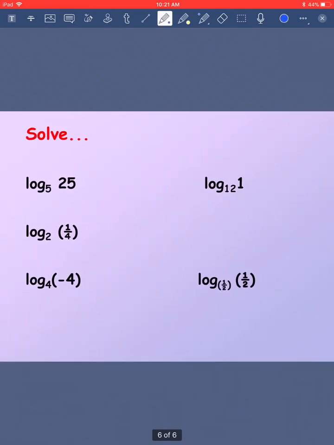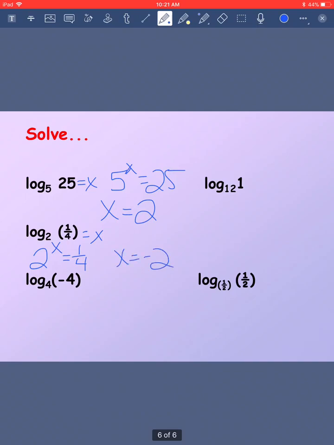And now we're actually going to go into solving, and solving is pretty simple when you go from logarithmic to exponential. So I have log base 5 of 25. It's not set equal to anything, so you can say it's set equal to x. So putting this in exponential form, we can say it's 5 to the x power equals 25. And common knowledge tells us that x equals 2. Next up, I've got log base 2 of 1/4, and then we set it equal to x. So putting it in exponential form, I have 2 to the x power equals 1/4. And going from a whole number to a fraction, we know it's going to be a negative. So x equals a negative 2.